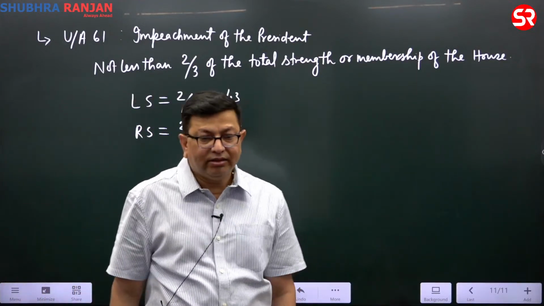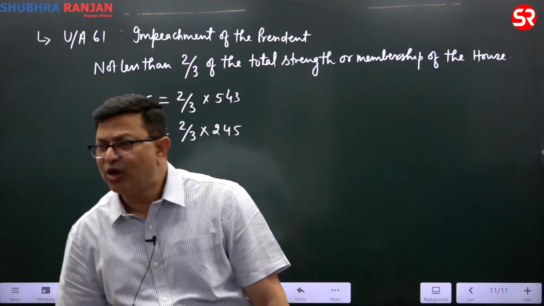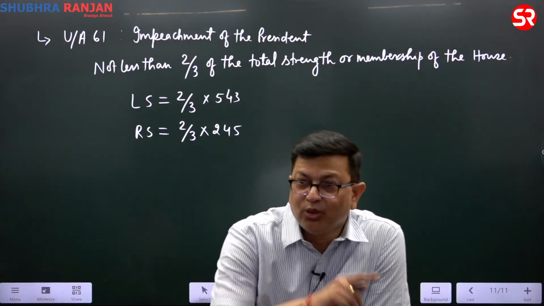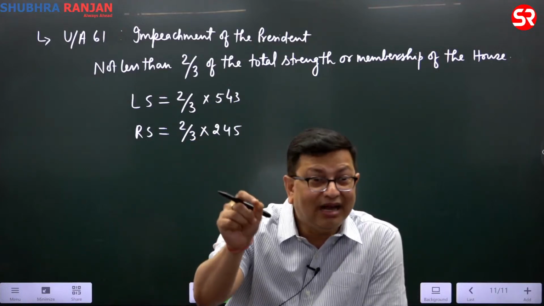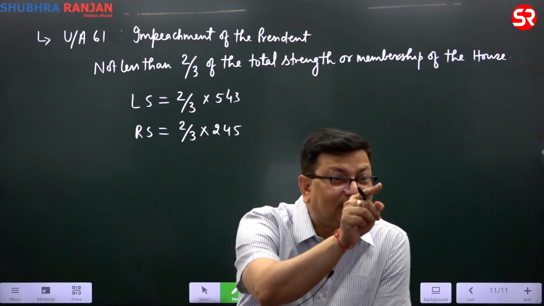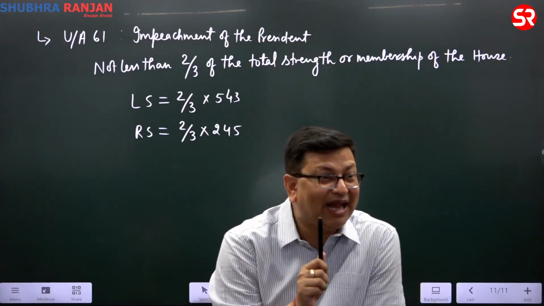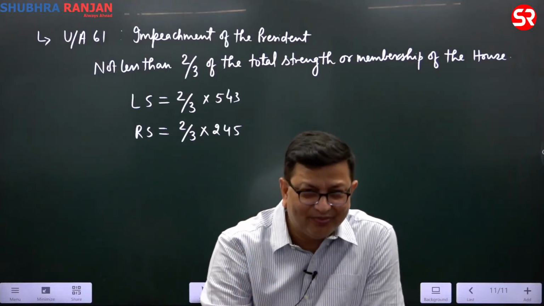It is the most difficult majority required under the Constitution of India. 2/3 of the total strength in the Lok Sabha, and then after that 2/3 of the total strength of the Rajya Sabha. Both the houses sitting separately will have to pass it, and then only the president will be impeached.